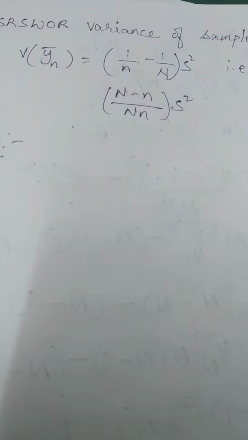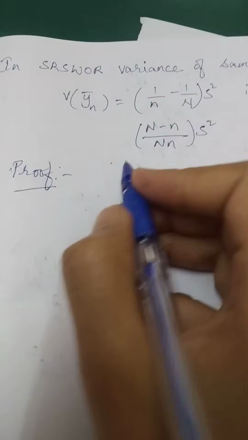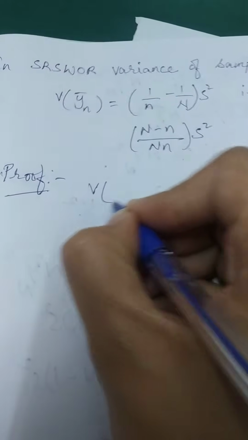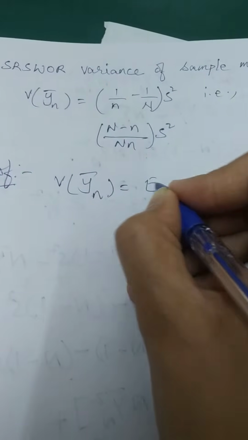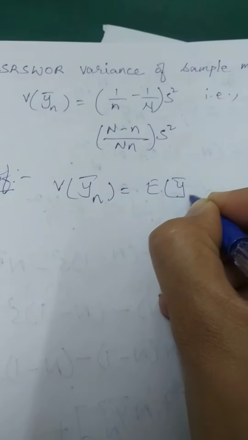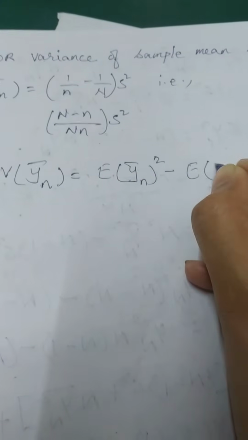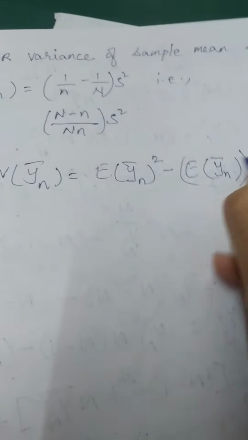For the proof, if it is a variance of x, V of x is equal to expectation of x square minus expectation of x whole square. We did this in first semester, no? Now if it is variance of y bar of n, then how will you write? Expectation of y bar of n square minus expectation of y bar of n whole square, right?